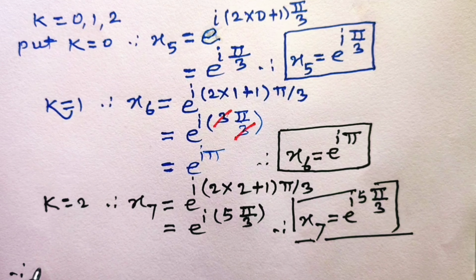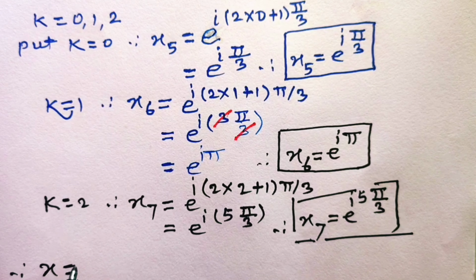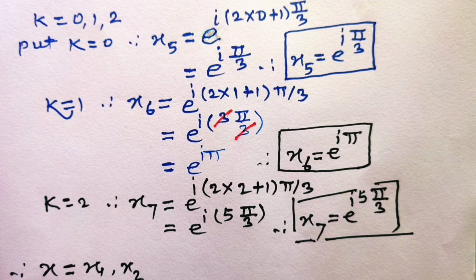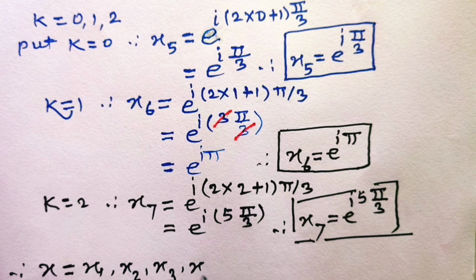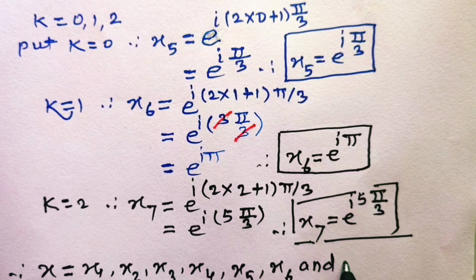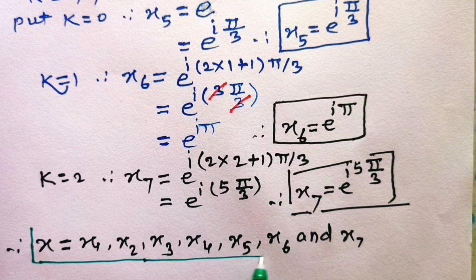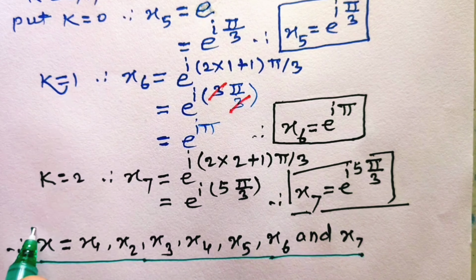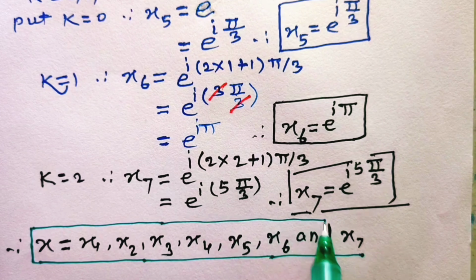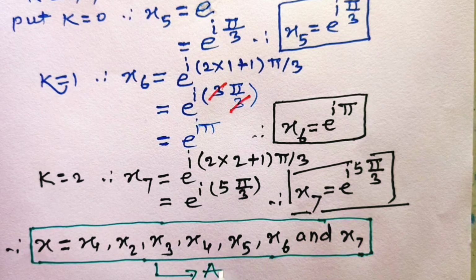Hence there exist a total of 7 roots or 7 values of x which satisfy the given equation, that are x1, x2, x3, x4, x5, x6, and the last value is x7. These are known as the roots of the given equation, 7 roots of the given equation, or 7 solutions of the given equation, and this is the answer.